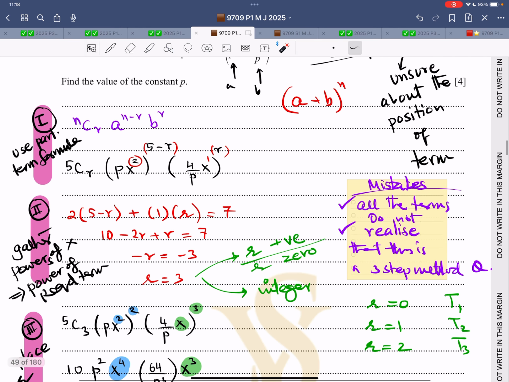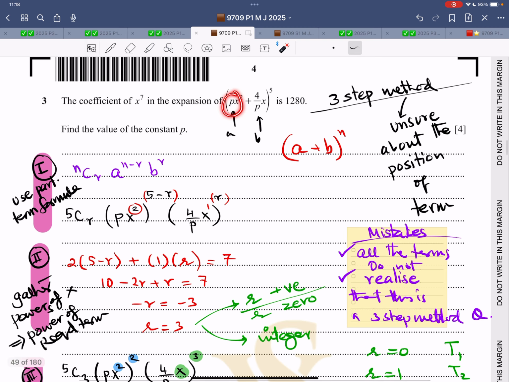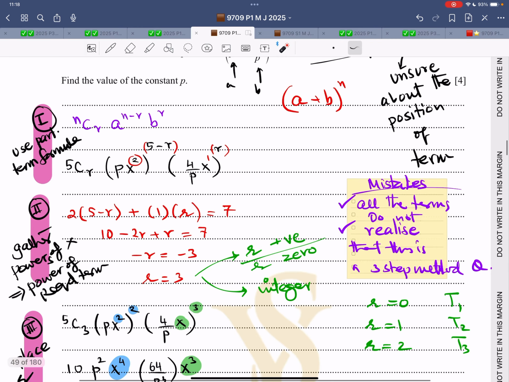What is the first one? Use a particular term formula, nCr. Second term raised to power of r, first term raised to power of n minus r. Now the first term is px^2, that's raised to power of 5 minus r. Second term is 4 over px, that is raised to power of r.